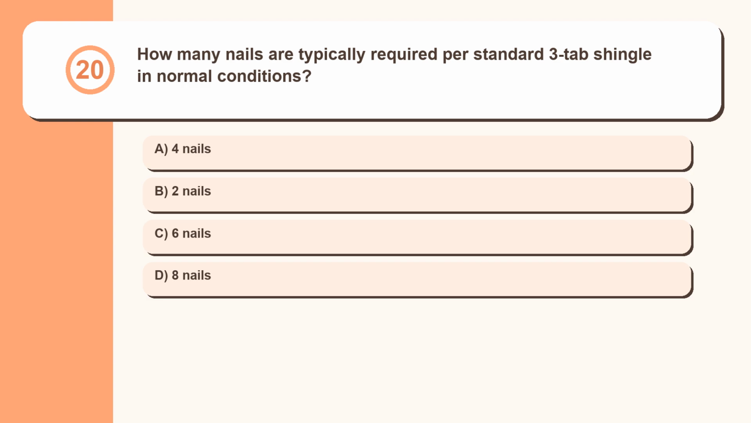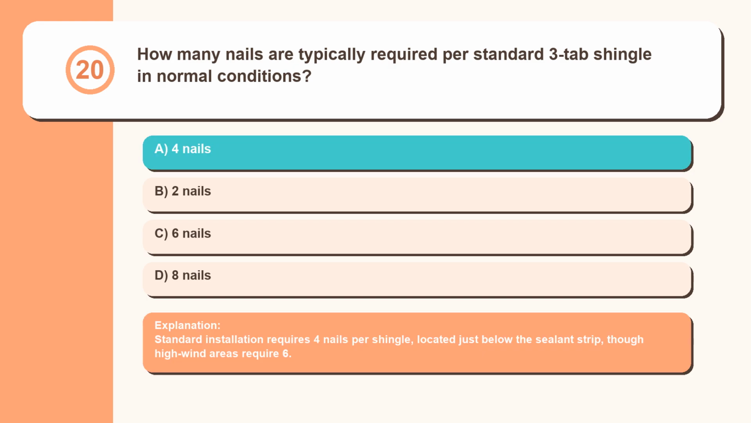Question 20. How many nails are typically required per standard 3-tab shingle in normal conditions? 4 nails, 2 nails, 6 nails, 8 nails. Standard installation requires 4 nails per shingle, located just below the sealant strip, though high wind areas require 6.